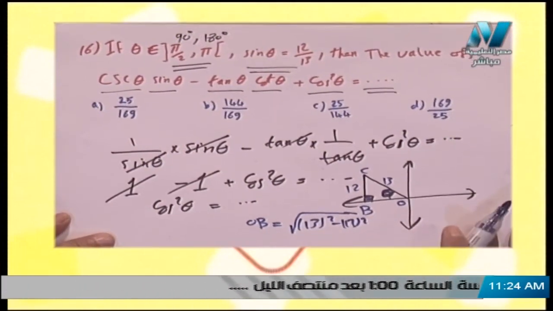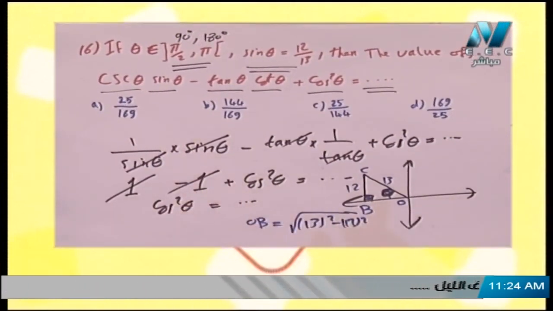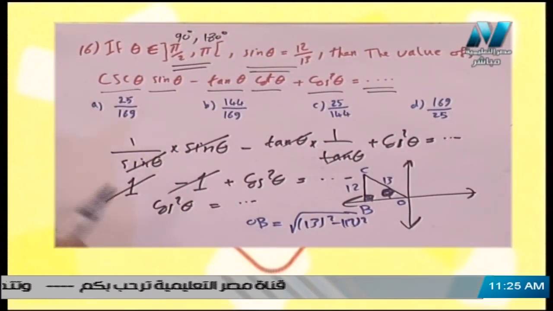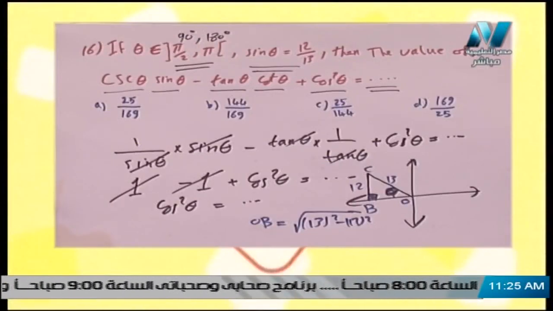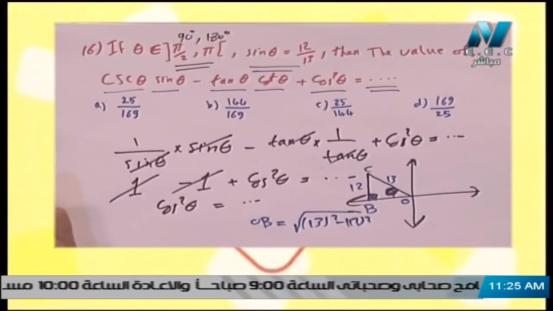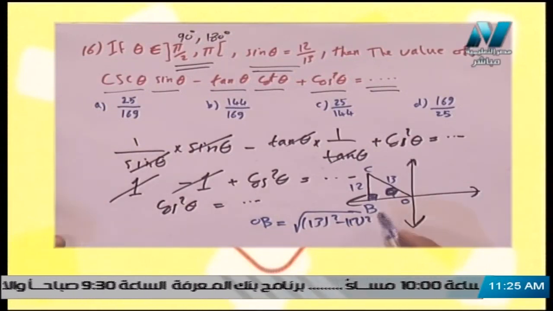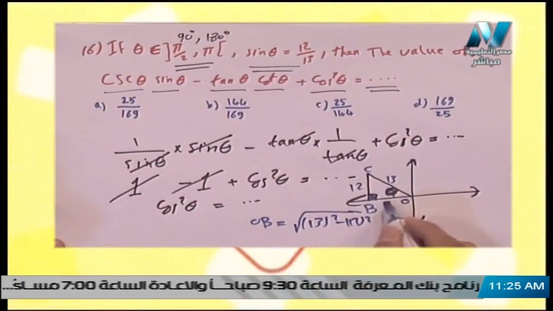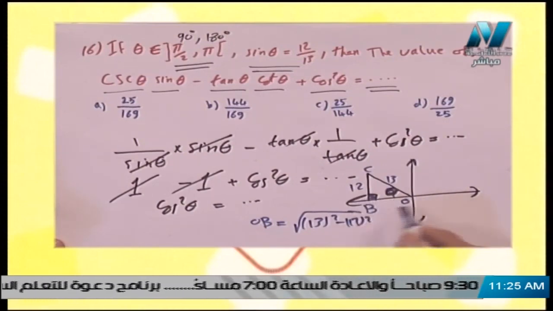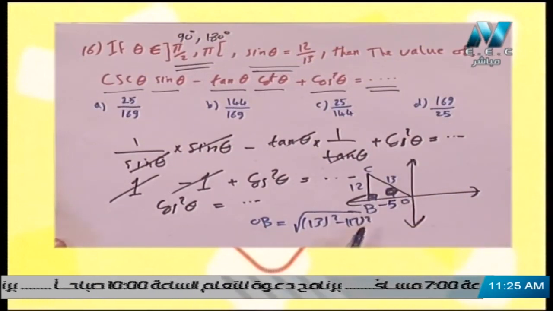We can solve it using the calculator: square root of 13 power 2 minus 12 power 2 equals 5. So the answer will be 5 here. But concentrate, my dear students, that this is the negative part of x, so it will be negative 5 here.